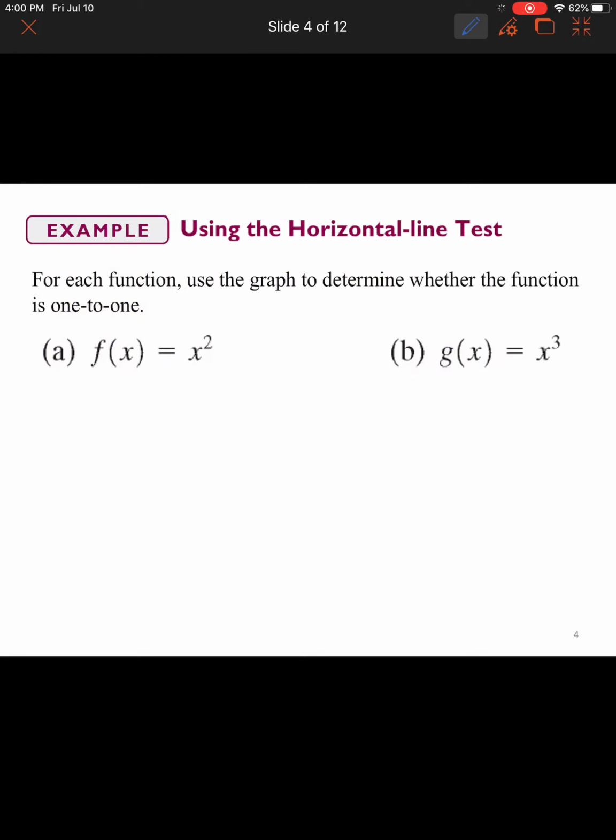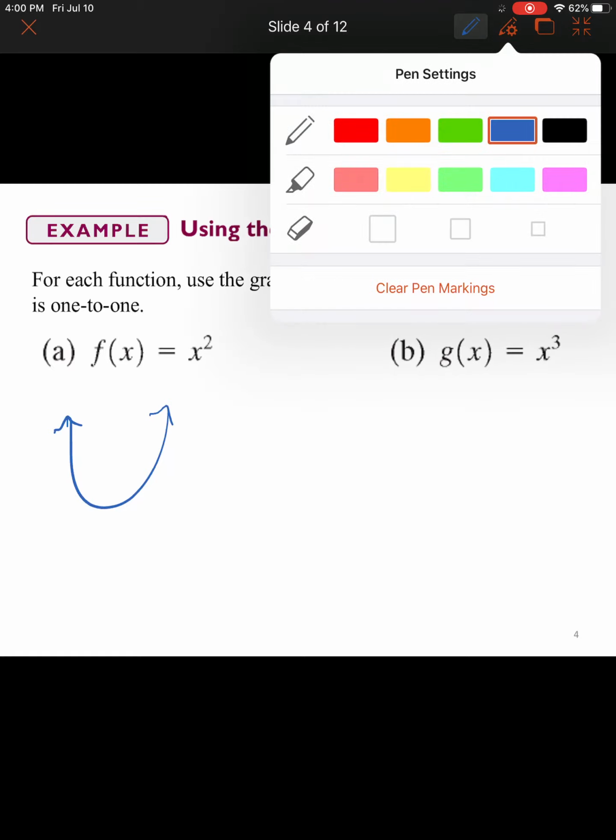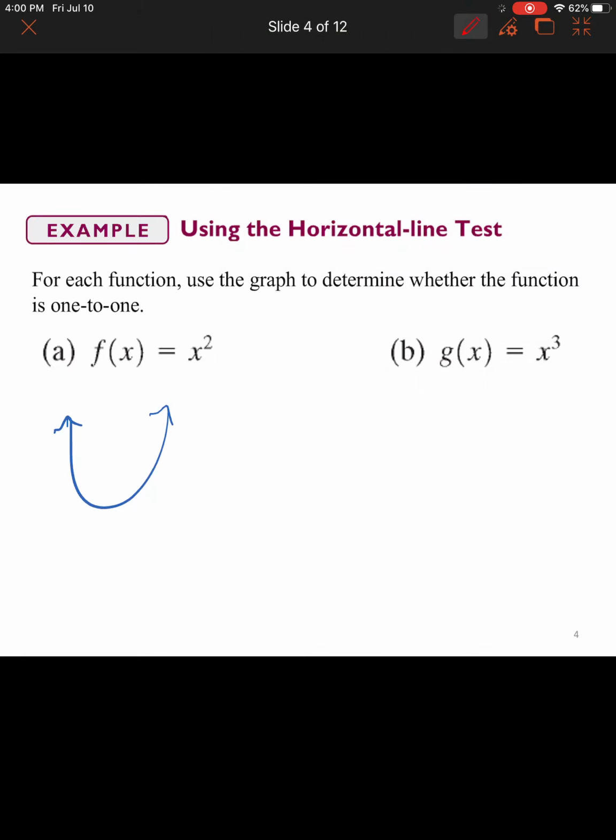Not one-to-one. All right, so then it says test these functions out. We have the square function, also the quadratic function. We know that the graph of that happens like so. Let's run the horizontal line test and see what happens. Whoa, we have a repeat right there. That means it's not one-to-one.